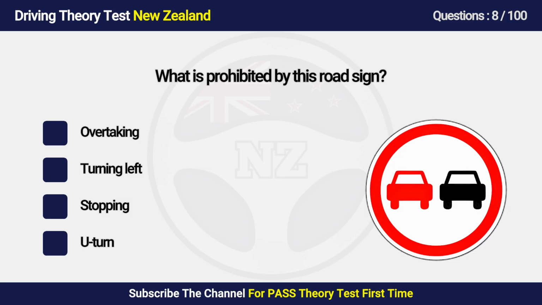Question 8. What is prohibited by this road sign? A. Overtaking. B. Turning left. C. Stopping. D. U-turn.